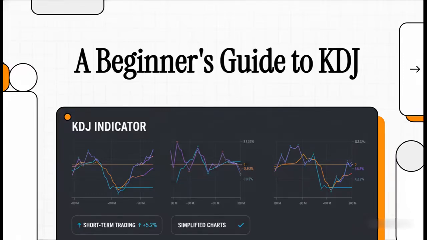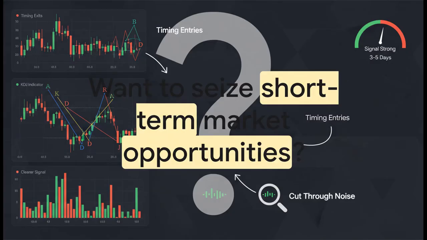In short-term trading, timing is pretty much everything. But what if you could cut through all the noise with just one simple indicator? Well, today we're going to break down the KDJ Indicator. It's a seriously powerful tool designed to help you do exactly that, even if you've always found charts a little, well, intimidating. So, are you looking for a more direct way to time your entries and exits?